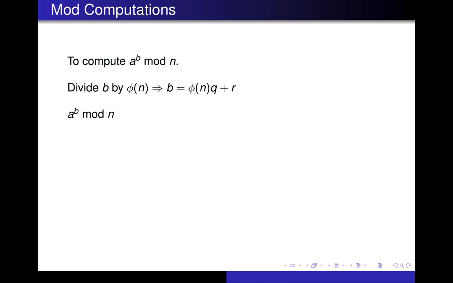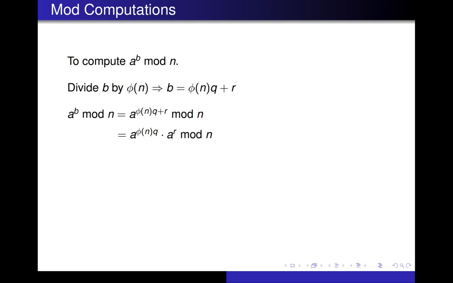Then when we take a to the b mod n, you're going to replace that b with the quotient remainder form of b, phi of n times q plus r, mod n, and then you're going to use the first exponent law to break up the two things that you're adding together in the exponent, a to the phi of n times q times a to the r.